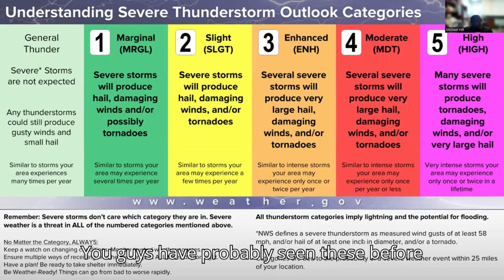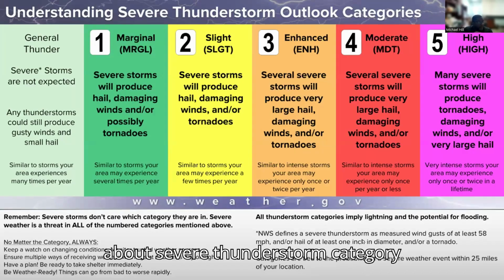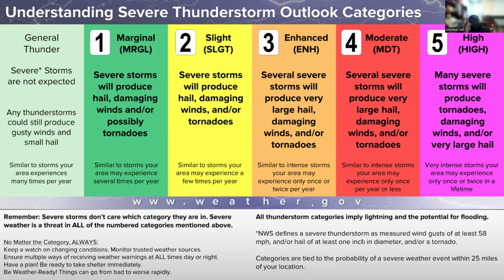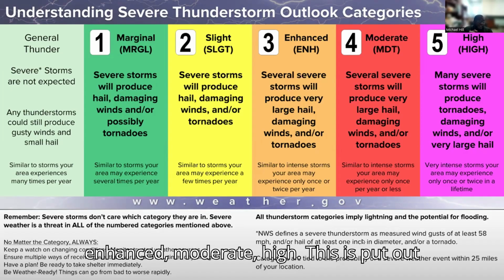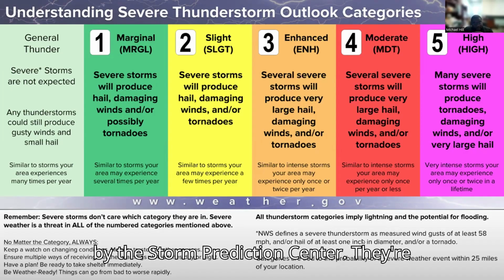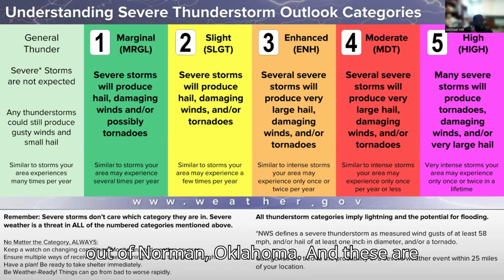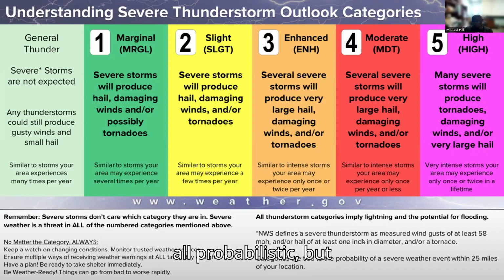You guys have probably seen these before, the severe thunderstorm category outlooks. You know, from 1 to 5: marginal, slight, enhanced, moderate, high. This is put out by the Storm Prediction Center. They're out of Norman, Oklahoma, and these are all probabilistic, but these are the categories that you hear about for severe thunderstorms and their possibilities. So we have 1s and 2s a lot. 3, 4, and 5 are less likely or less frequent, but they're more severe.